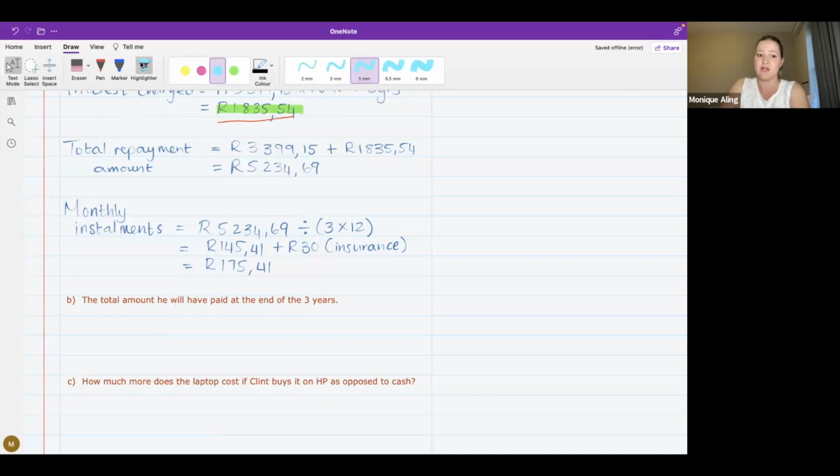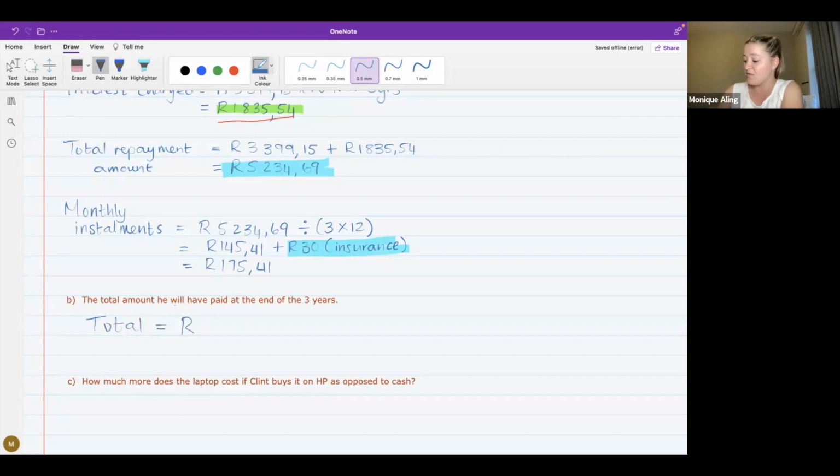So normally we could just say the total amount would be this amount, the total repayment amount. That is the total, and all we did was divide by the number of months. However, in this particular scenario, remember, after we worked out the total, we added insurance for every month. So normally we could just say the total repayment amount is what he pays over the 3 years, but because we added insurance to our monthly amount, we need to take that into consideration now.